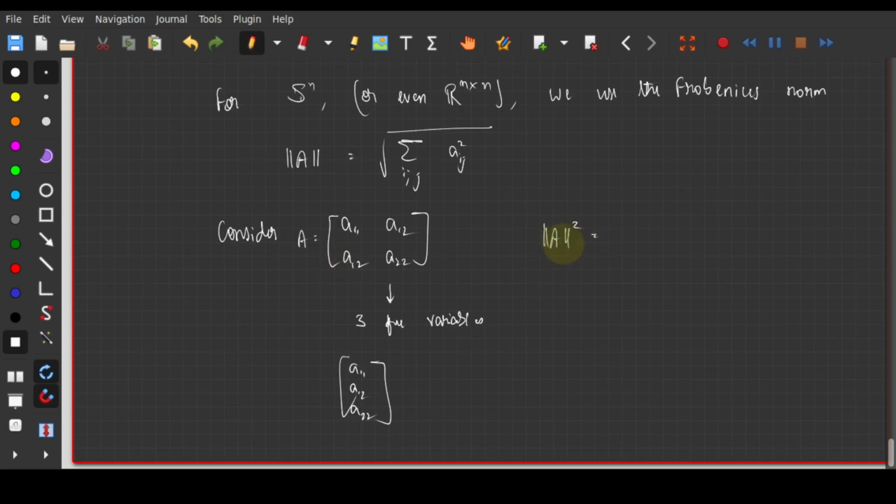So what is norm A squared equal to? It's equal to A11 squared plus A22 squared plus 2 times A12 squared. So the norm ball is not actually the standard Euclidean ball. In some sense, this corresponds to an ellipsoid. Great, that's fine. We have construed the Frobenius norm.